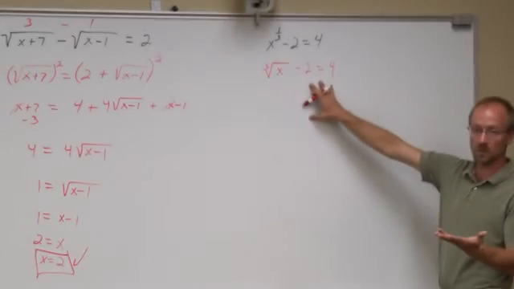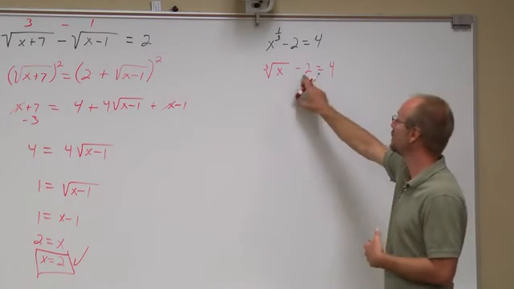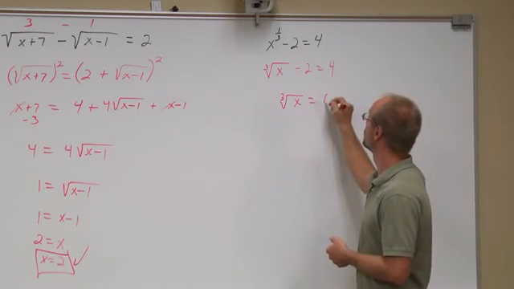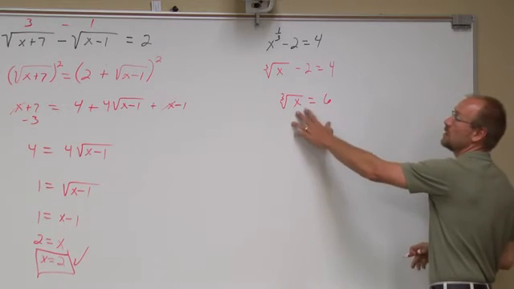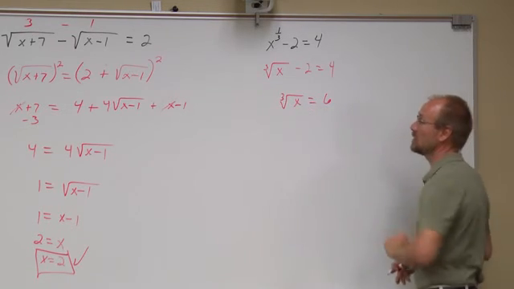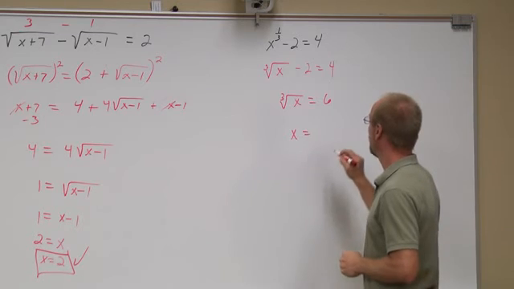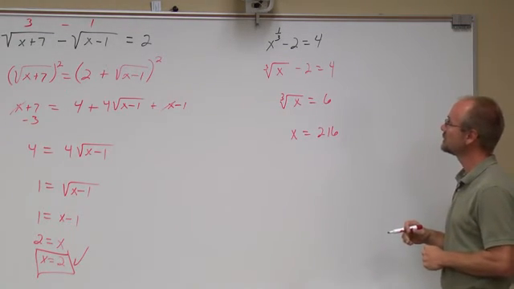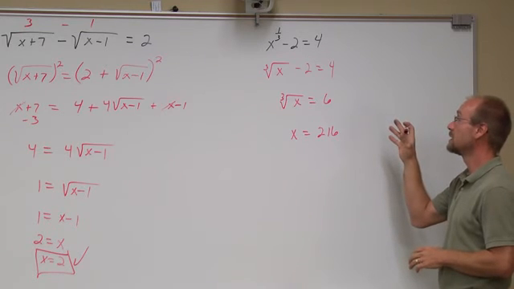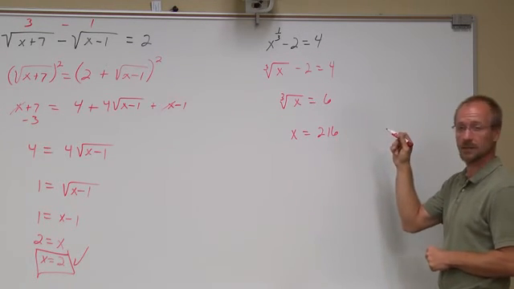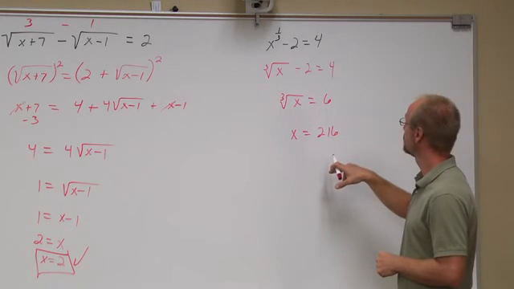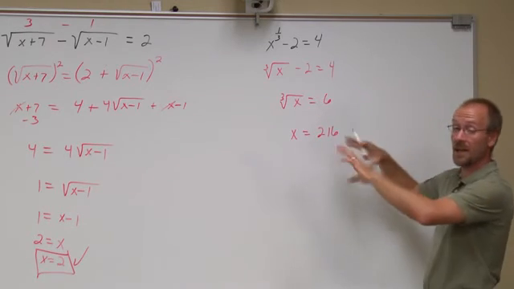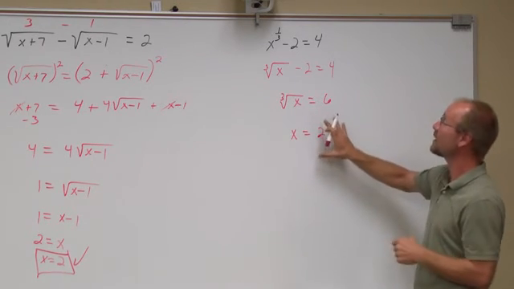And now we can use our process from before. We're going to isolate the radical by adding 2 to both sides. And then we can cube both sides, raise it to the power of the index. And 216, I believe. Let's see. Is that right? I think so. All right. Well, maybe I made a math error. Maybe I didn't. Let's check our answer.